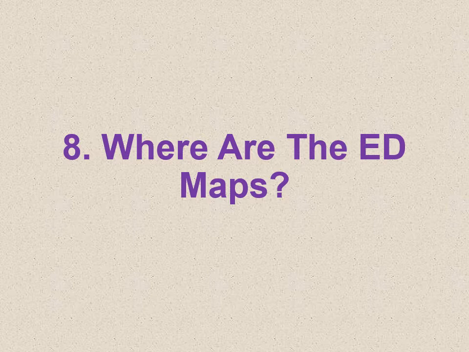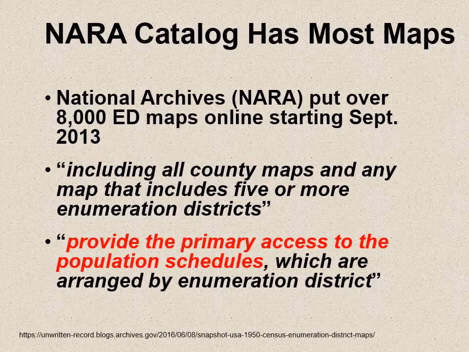Okay, so the question is, where are these ED maps? They are online and they are freely available. The National Archives catalog has the maps. Eventually, I would think that NARA would have their own separate 1950 website that might also link to these maps. This started in 2014, though they didn't announce it until 2016, that they were putting all these maps online. And they put over 8,000 enumeration district maps.